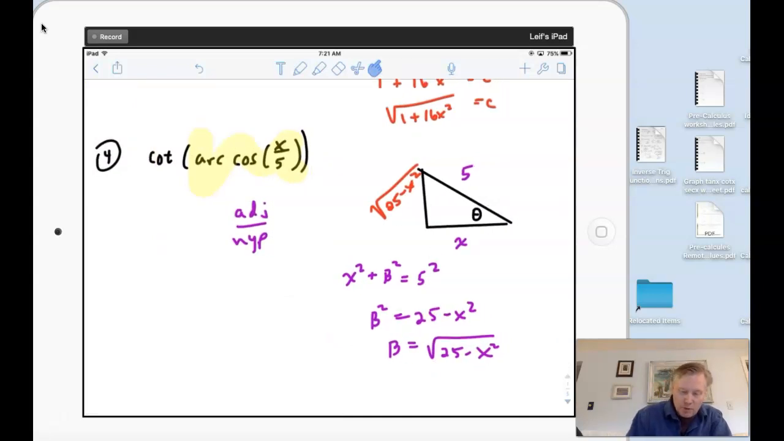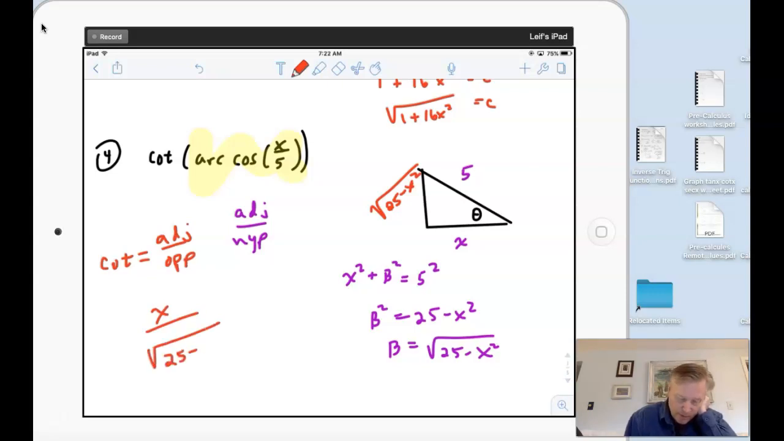And now I'm looking at the cotangent. So tangent is opposite over adjacent. So the cotangent is that upside down, the adjacent over the opposite. Adjacent is the x. Opposite is the square root of 25 minus x squared. And that is my answer.